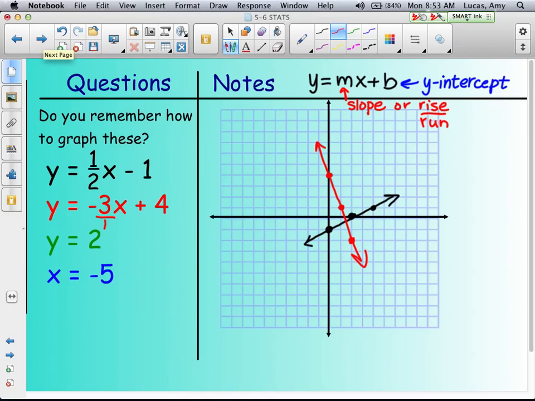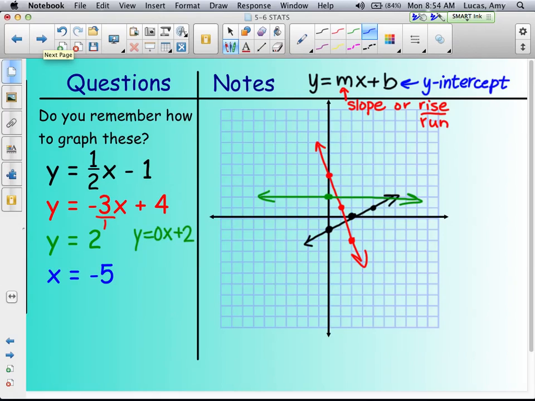Okay, now the green line. The green and the blue lines, these two have only one variable in them. y = 2. That's the y-intercept. y = 2. You may notice that there is no slope in this equation, so it's the same as 0x + 2. If my slope is 0, my line is horizontal. Every point on that green line has a y-coordinate of 2.